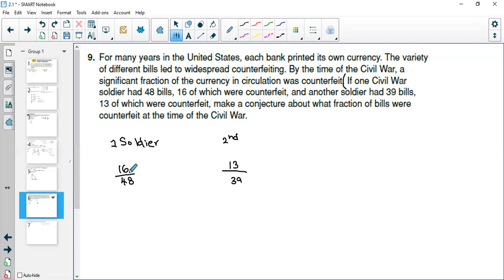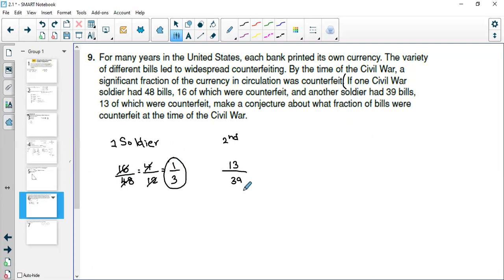So first, we definitely need to simplify this. Let me start with an easy number, 4. If you simplify this with 4, that means divide it by 4, that would give me 4 4s are 16 and 12 4s are 48. Now you can say that it's still not simplified perfectly. So you can simplify this again by dividing it by 4. 4 divided by 4 is 1 and 12 divided by 4 is 3. So 1/3 of the money which the first soldier had was counterfeit, meaning it was fake money.